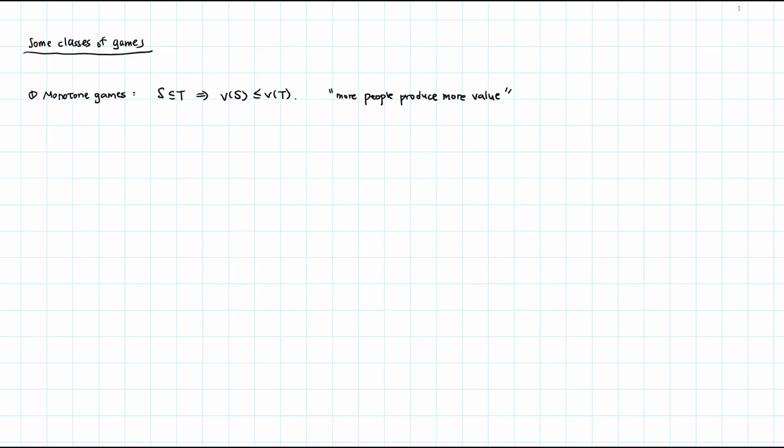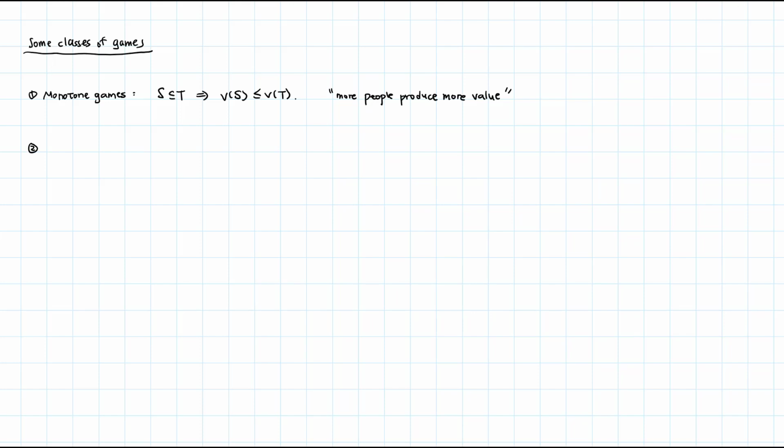We will now look at several special classes of cooperative games that we will consider in this course. The first is the class of monotone games. A monotone game satisfies this simple implication: if S is a subset of T, then v of S is less than or equal to v of T. This generally makes sense as more people produce more value. But this might not be applicable if, for example, someone does not want to work with someone else, so putting them in the same group might reduce the value that the group generates.